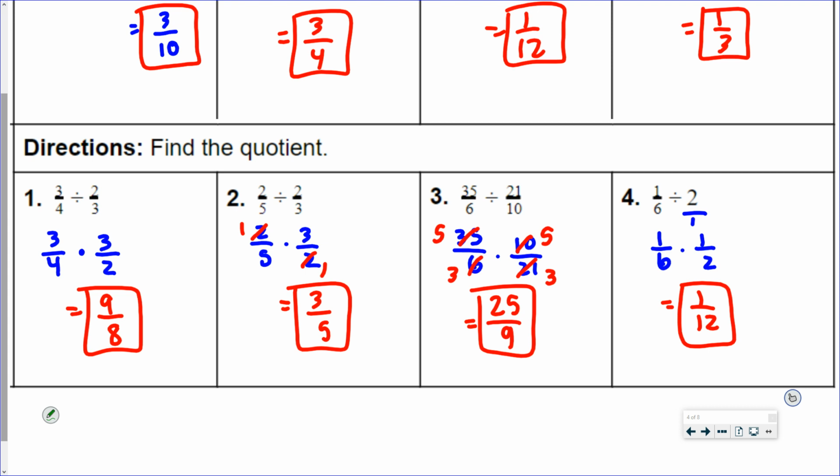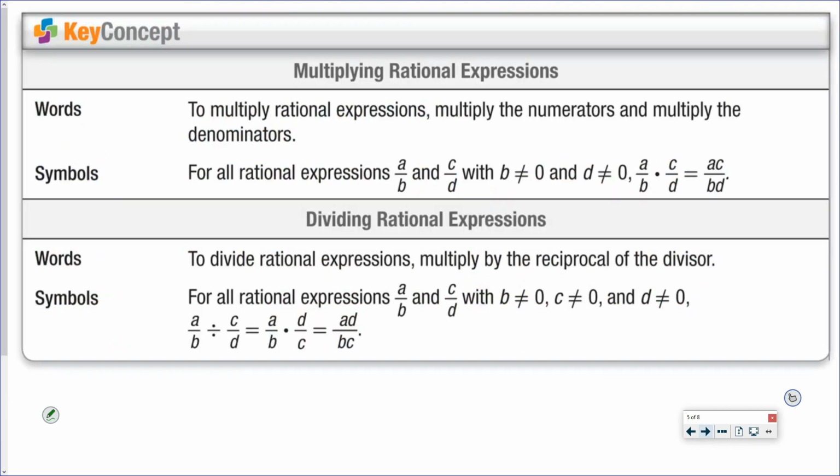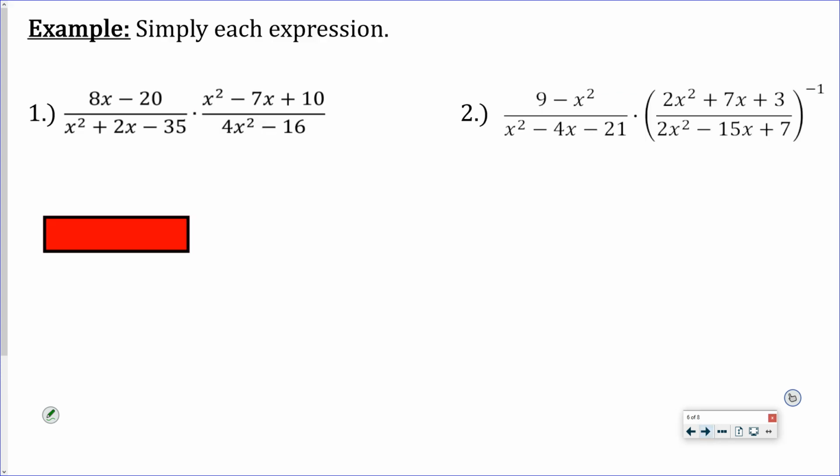So that's the exact same rules, if you will, or way that we're going to do multiplication and division with variables, with rational expressions. All right, here's kind of just the basic rule for multiplying. You got to multiply the numerators, multiply the denominators. If it's a division problem, change to a multiplication problem. You know how to do multiplications? You can do divisions. Keep, change, flip. Okay? All right, so let's try one.